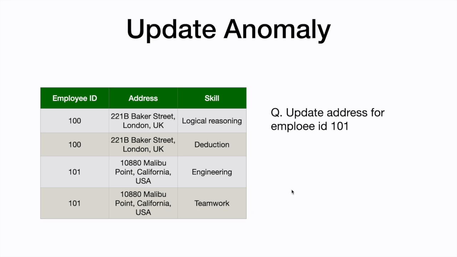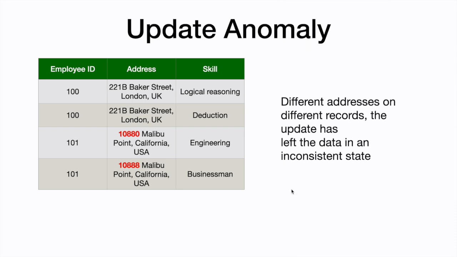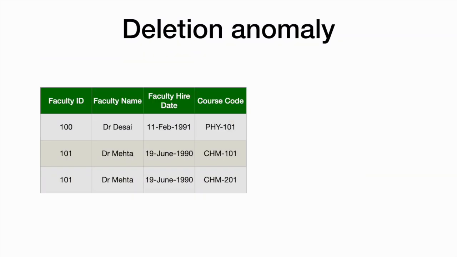What this could lead to is, if the update query is not written properly, or for any other reason, you could end up with inconsistent data. You could end up updating one record while the other record is still pointing to the old address. If this happens, your database basically will not be able to answer the question: what is the address of employee ID 101? Now let's talk about deletion anomaly.